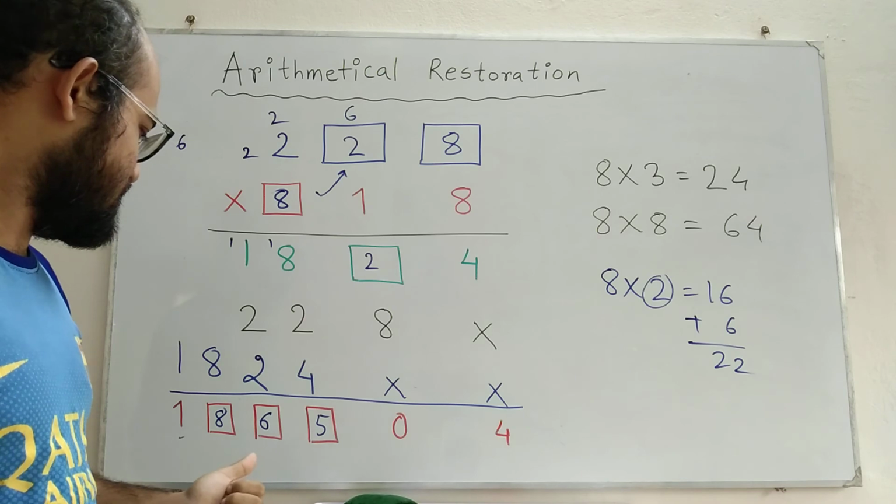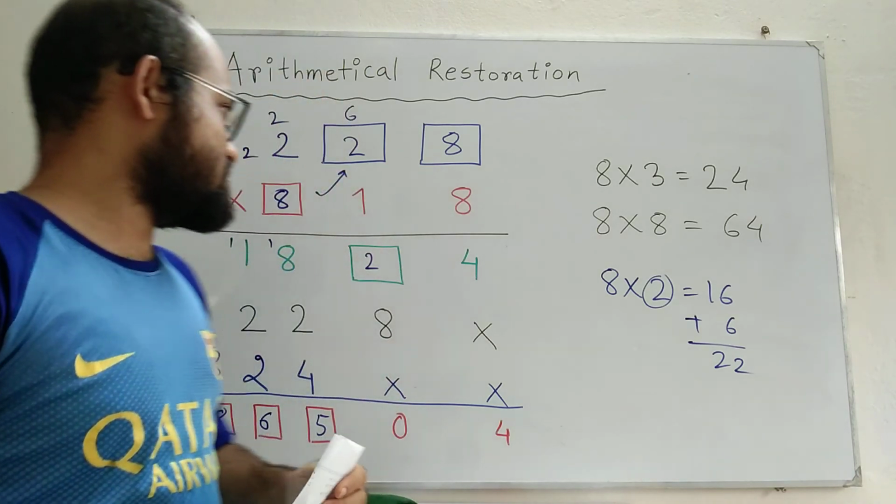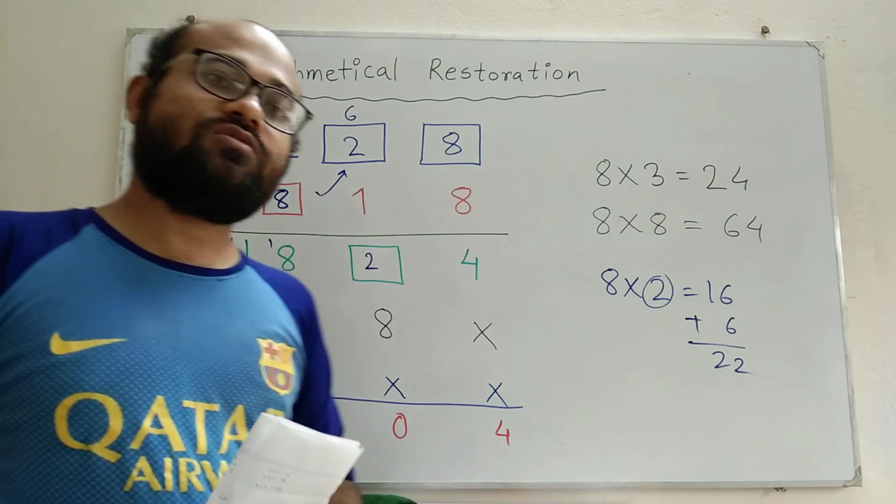Sorry for that. So, this is how arithmetical restoration is done with respect to multiplication.